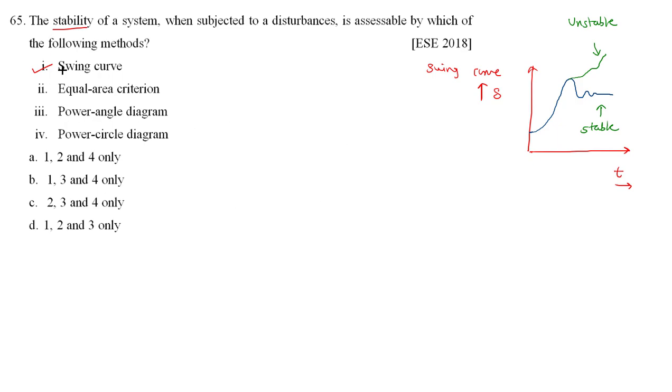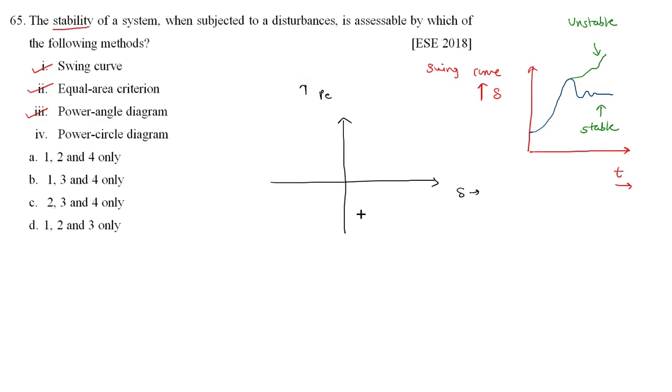Equal area criteria, as we have already studied, can be used in order to assess the transient stability, which is basically a graph between PE and delta. That we have already studied. Then the power angle diagram can also be used to study whether the system is stable or not. The power angle diagram is nothing but a variation of P and delta.